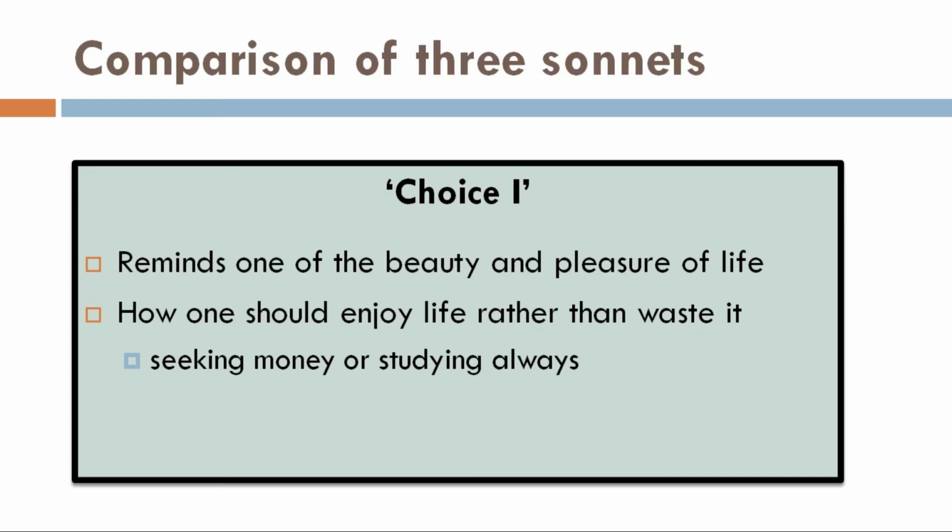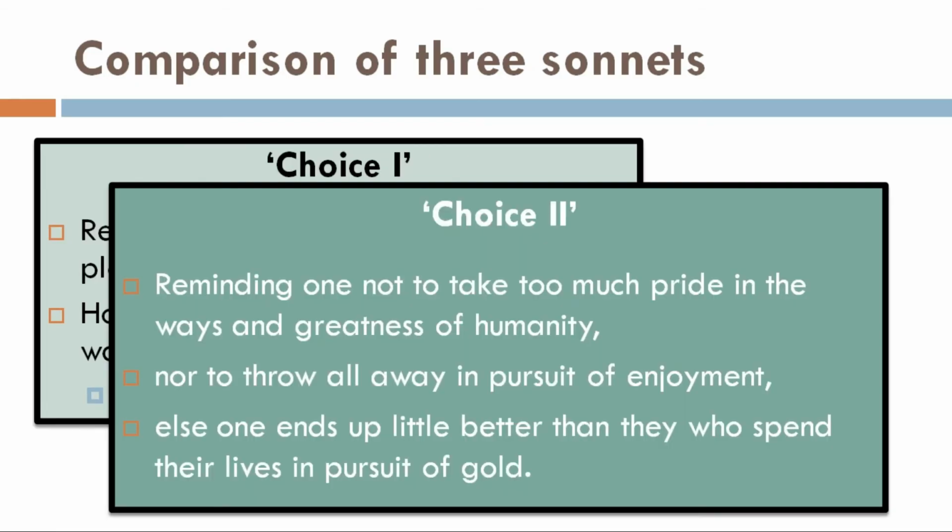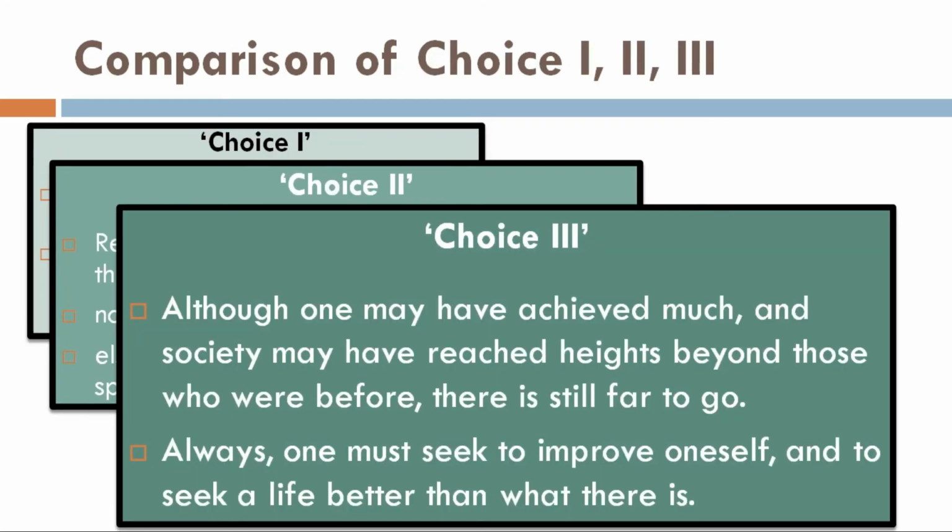And if we talk about Choice 2, it reminds one not to take too much pride in the ways and greatness of humanity, nor throw all away in pursuit of enjoyment, else one ends up little better than they who spend their lives in pursuit of gold. If I talk about Choice 3, it ties it all together. Although one may have achieved much and society may have reached heights beyond those who were before, there is still far to go. Always one must seek to improve oneself and to seek a life better than what there is.